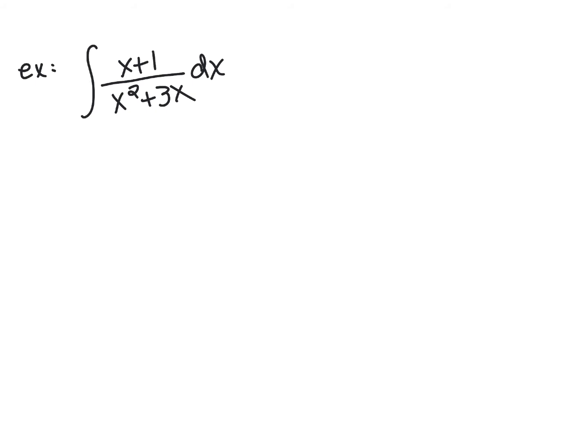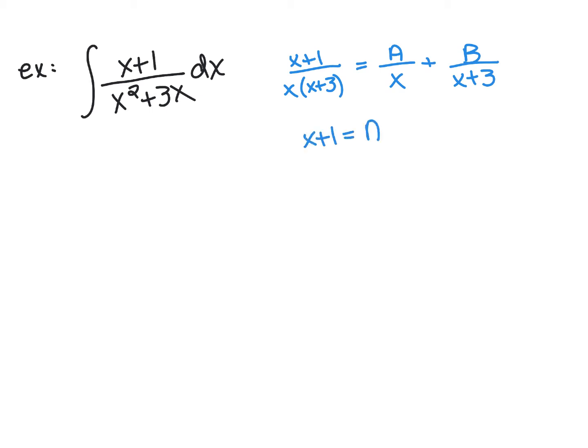Okay, in this problem, we have to pay attention to how we factor things, right? In this case, I can pull out a common factor. So I'm going to split this fraction up into two fractions, one with an x, one with an x plus 3. Both of those are linear, so I'm going to have just constants in my numerator. Get a common denominator on the right, and write down the equation that's in the numerators.